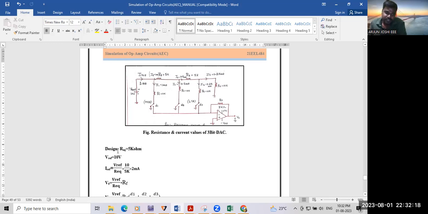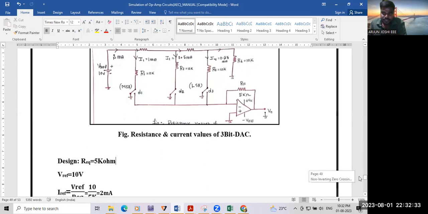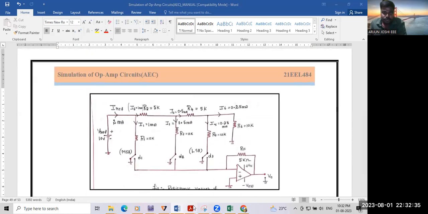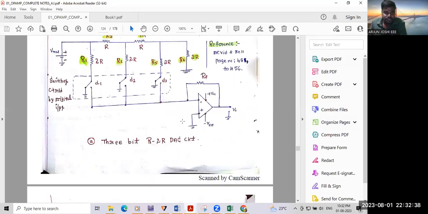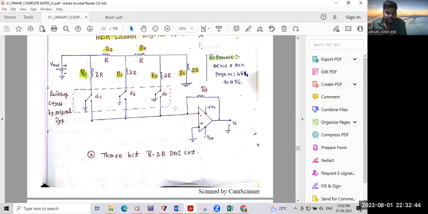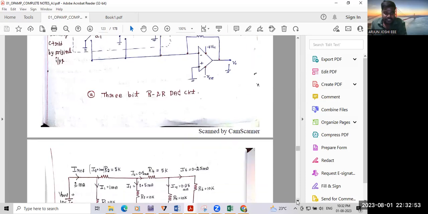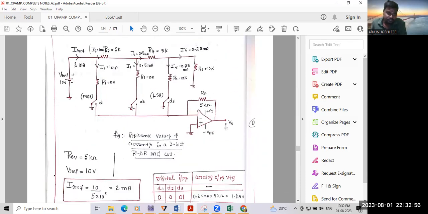Here I'm going to design with R equivalent equal to 5 kilo ohm. How do we find this equivalent resistance? We need to do series-parallel combination calculations. For example, please consider this circuit. I'm going to open my notes. Dear students, first consider this circuit diagram without any values. D1, D2, D3: D3 is the LSB and D1 is the MSB. I'm going to show you the difference between LSB and MSB later. Now I'm going to put in the values.